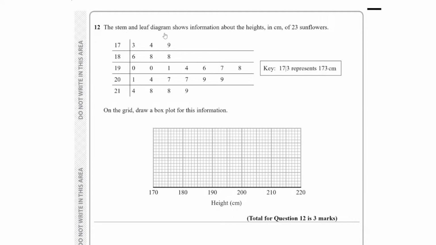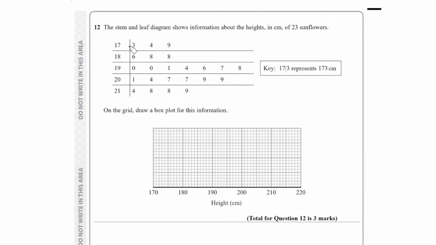Okay, question 12. The stem and leaf diagram shows information about the heights in centimetres of 23 sunflowers. On the grid, draw a box plot for this information. So obviously for a box plot, you need to have 5 things. I know you've already done box plots before, but maybe just in case you have stem and leaf diagrams come up. Unlikely, but maybe just in case. 5 things we need for box plots.